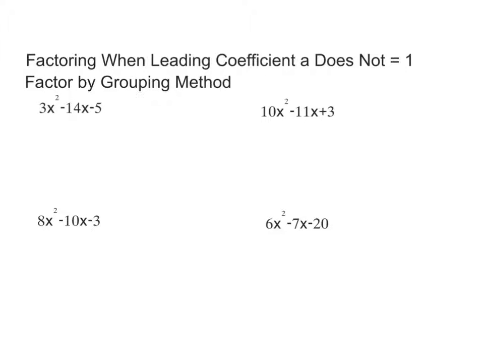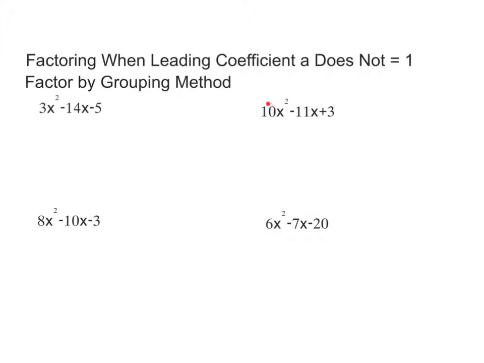Hello everyone, we're back and today we're going to do some factoring by grouping when the leading coefficient does not equal 1. Now in this video we're going to go ahead and do it by the grouping method. So what do I mean when the leading coefficient does not equal 1? I'm saying that this right here is not equal to 1. This is a 3 and that's the leading coefficient. Over here we have a 10x squared, so that's 10.